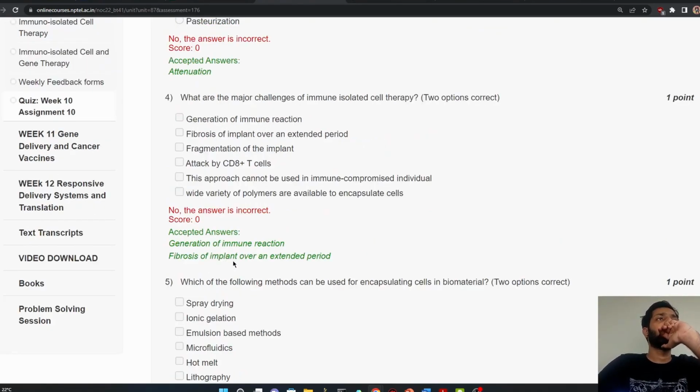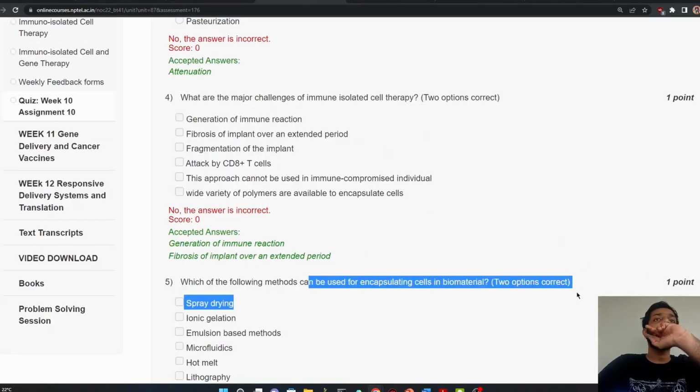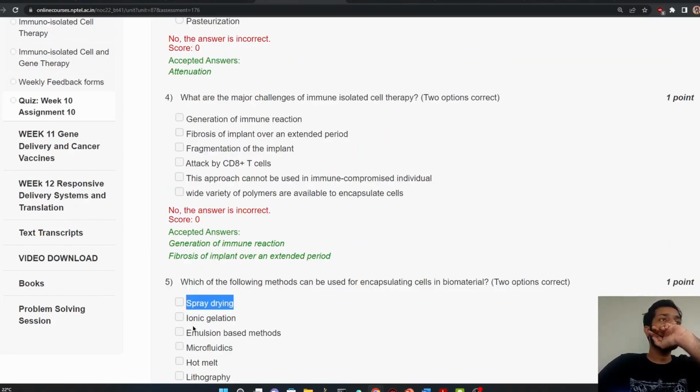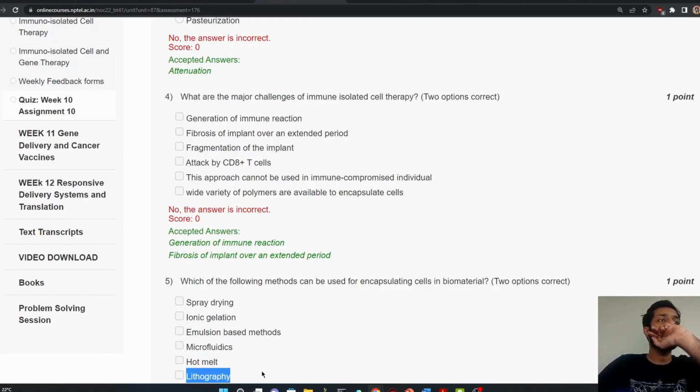Okay. Which of the following methods can be used for encapsulating cells in biomaterial? Spray drying, ionic gelation, emulsion-based methods, microfluidics, hot melt, lithography. So option B and option A, sir, yes.